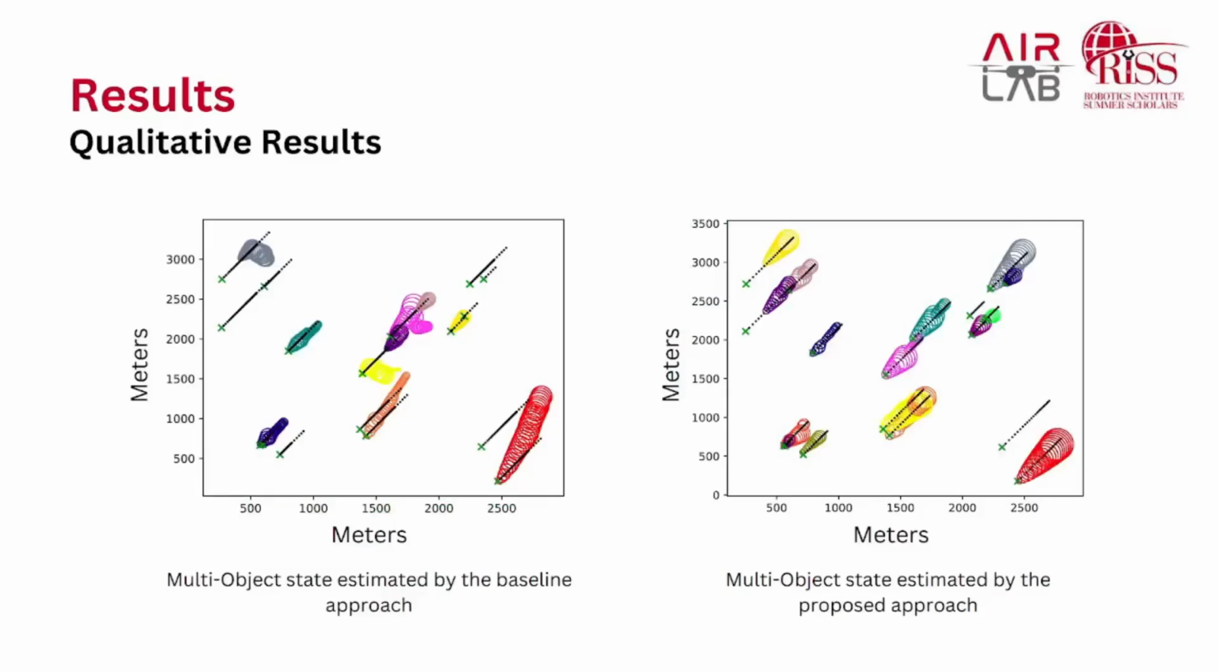First, we show a qualitative result of a typical run, and on the left, we see the trajectories estimated by the baseline approach, where the colored circles show the estimated trajectories, and the radius of the circles is proportional to the variance at each time step. Each ID is represented by a different color. The green crosses represent where the UAV first detected the ships, and the ground truth trajectories are shown in black. On the right, we see the trajectories estimated by the proposed approach.